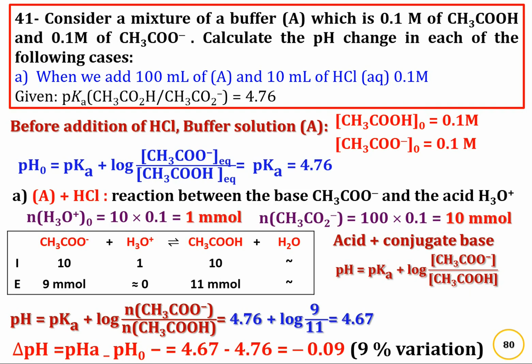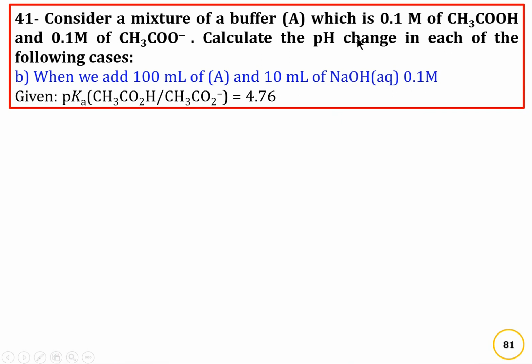In other words, this buffer solution of acetic acid and acetate has consumed the addition of the strong acid HCl without significant variation of the pH. The same exercise: what would happen to the solution A when we add 10 milliliters of the base? In this case, the base will react with the acetic acid present.